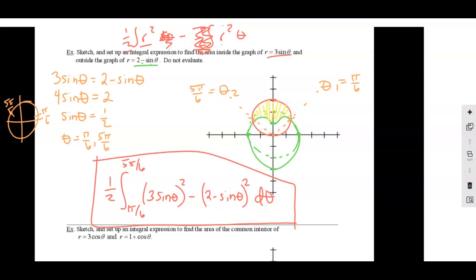It says do not evaluate. Good, I didn't want to anyways, but we don't have to. Right, so there we go, very good. Could we use symmetry? Yes.